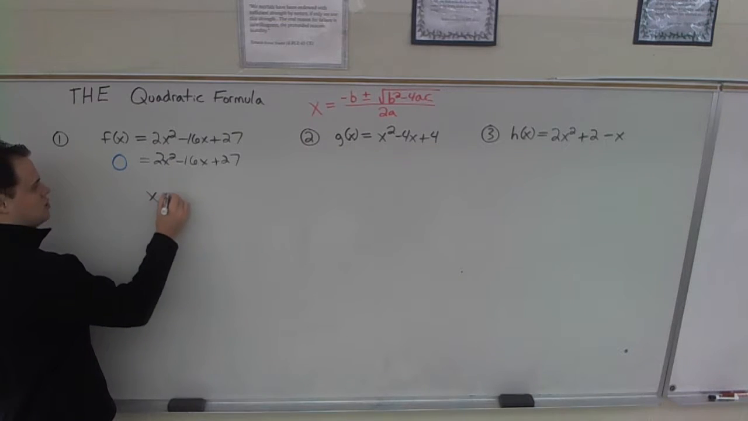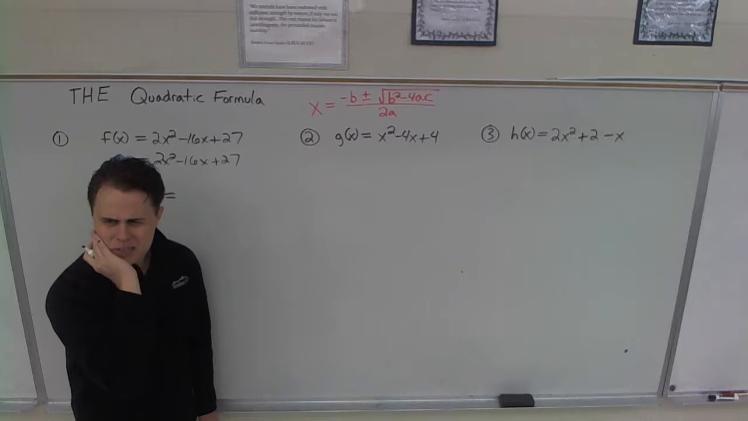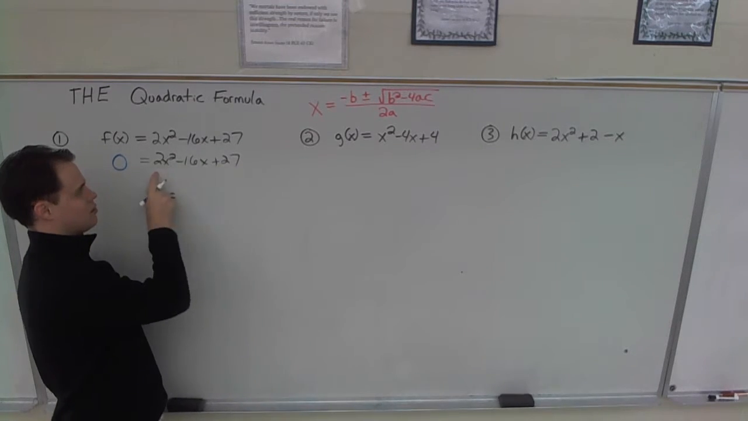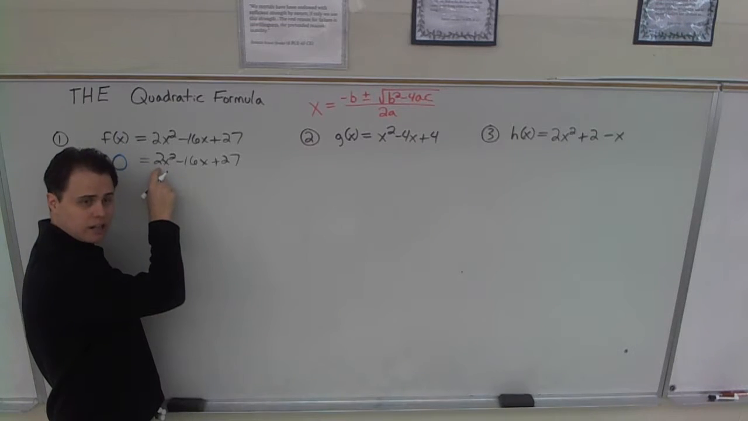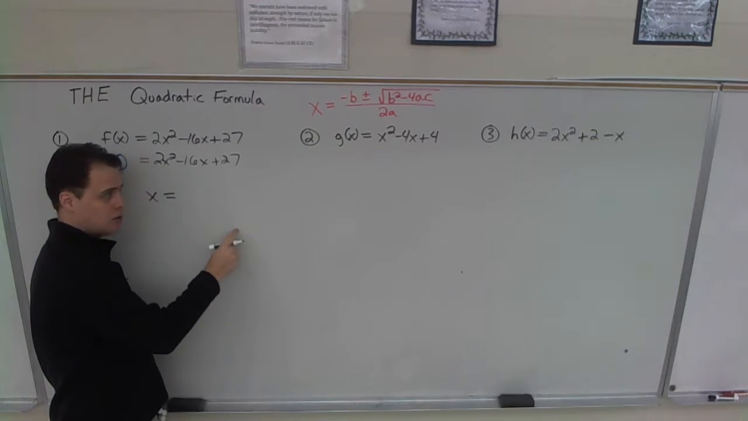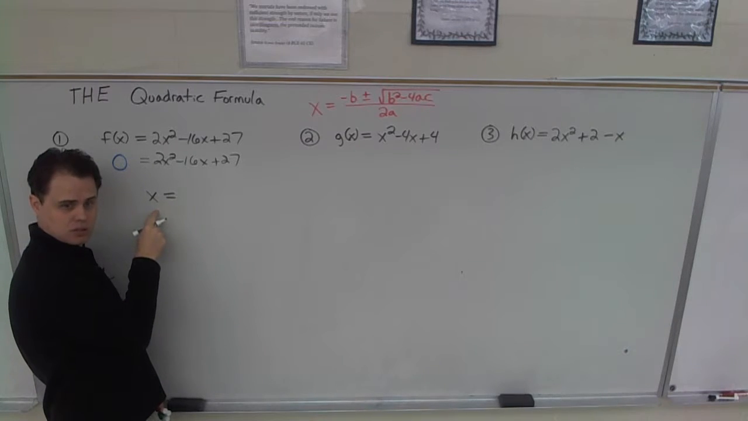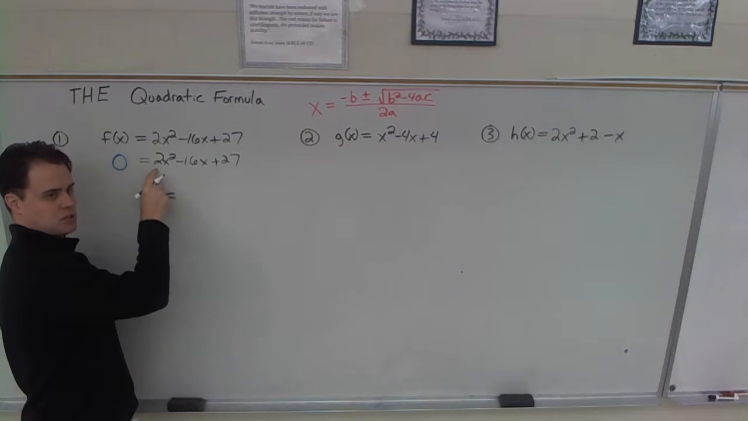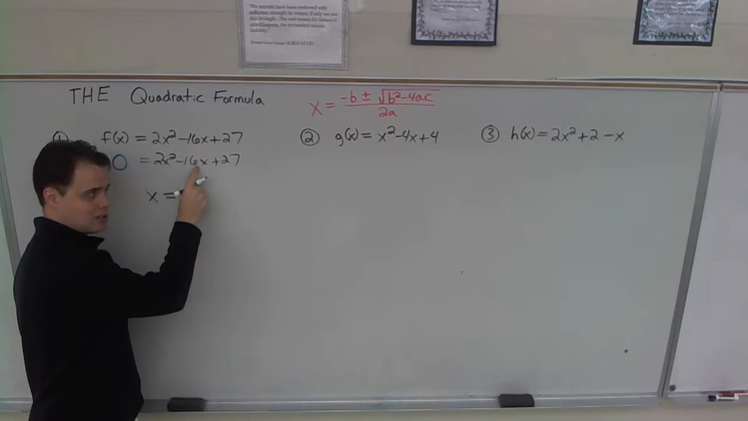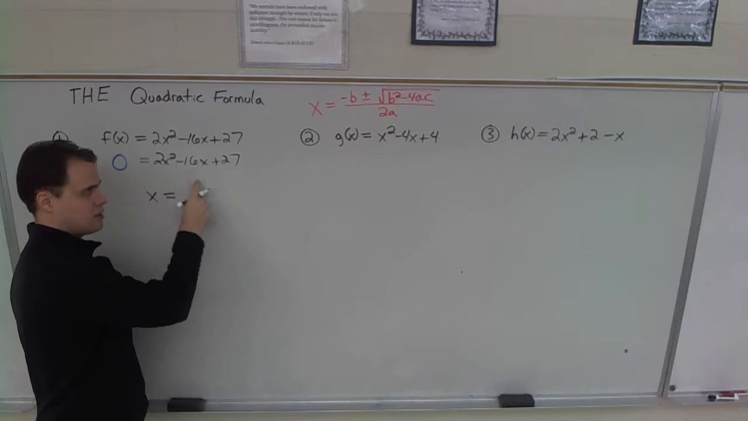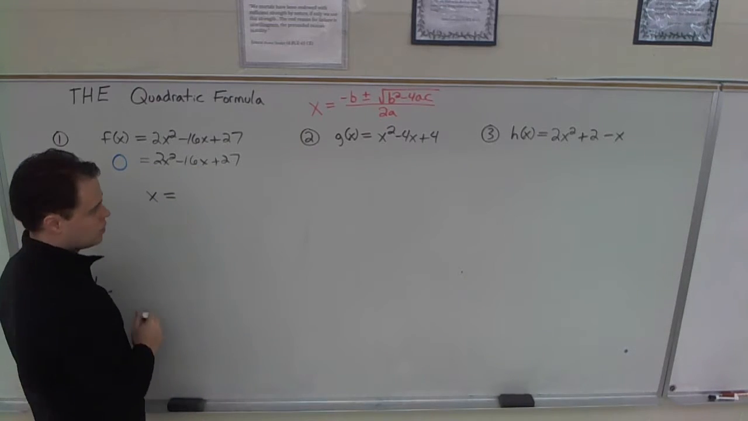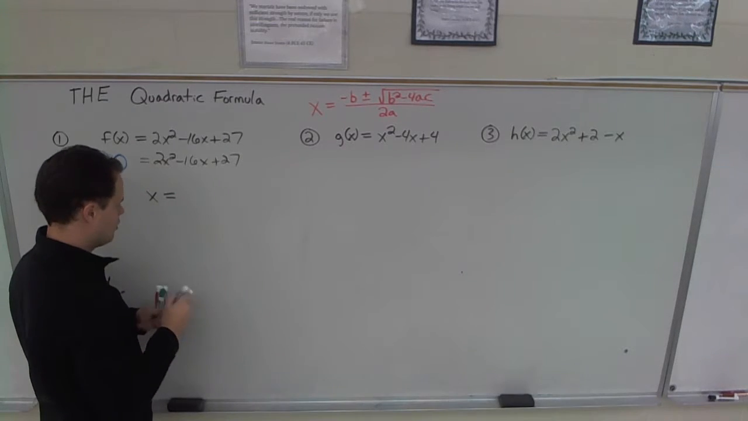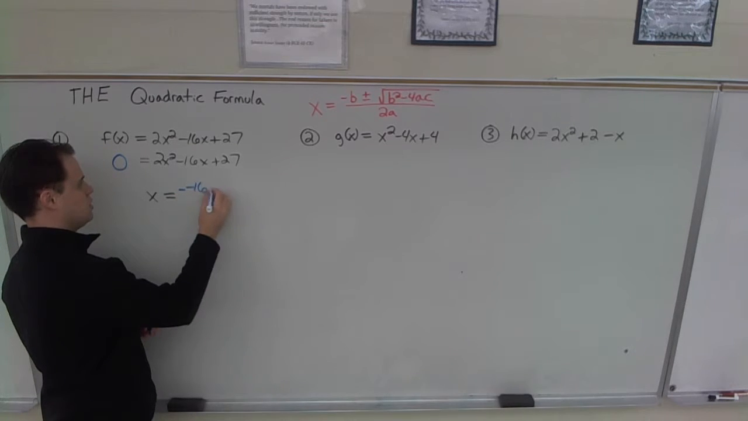Anyway, so x equals, what's this ABC jazz? What's a here? 2. It's the coefficient on x squared. I should never see x's in here. X is the answer that comes out. It's not the numbers that you put in. Okay? So a is 2, b is negative 16, and c is 27. You can write that down every time if you like. It's up to you. So negative b is negative 16.